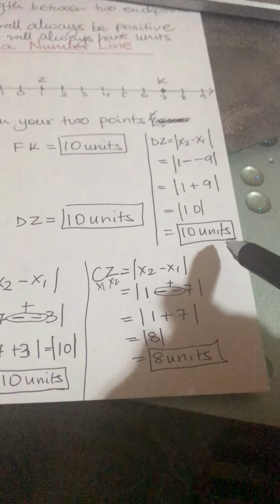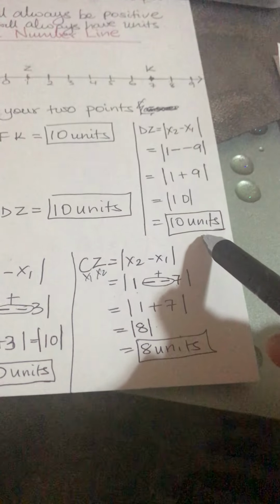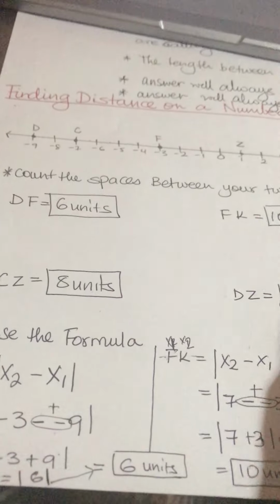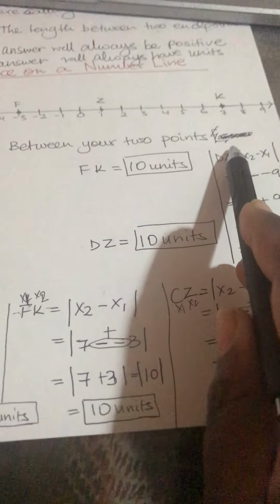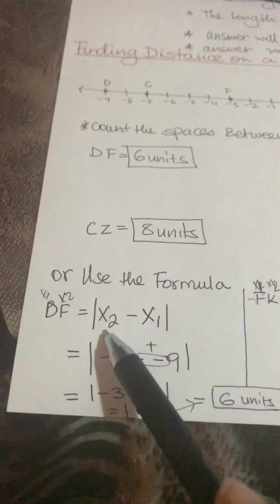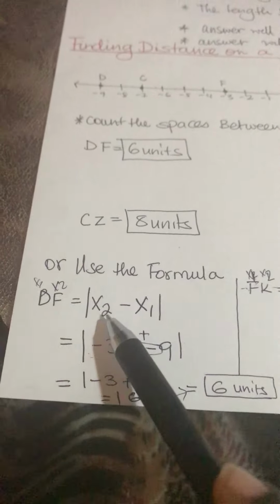The same thing with DZ. So there is the work for DZ. So that is how you find distance on the number line. You either count the spaces or you use the formula. Here is the formula, x2 minus x1, and you put them in the absolute value. Okay? All right, we continue.